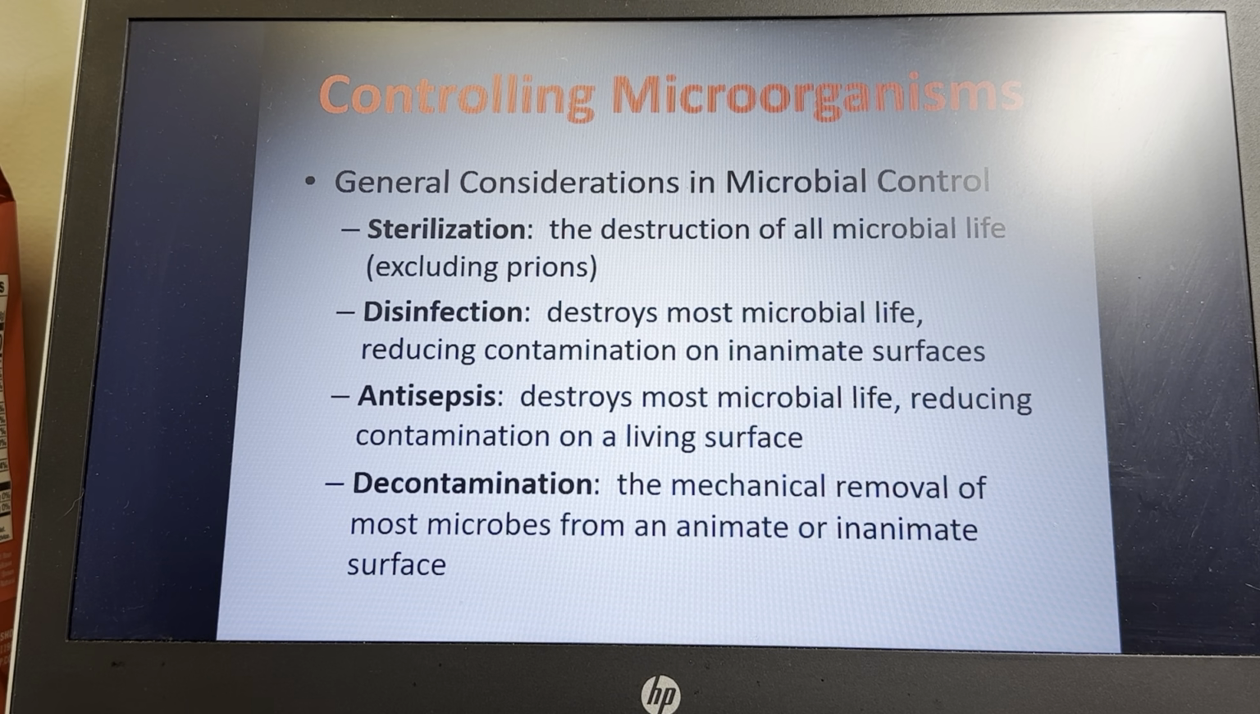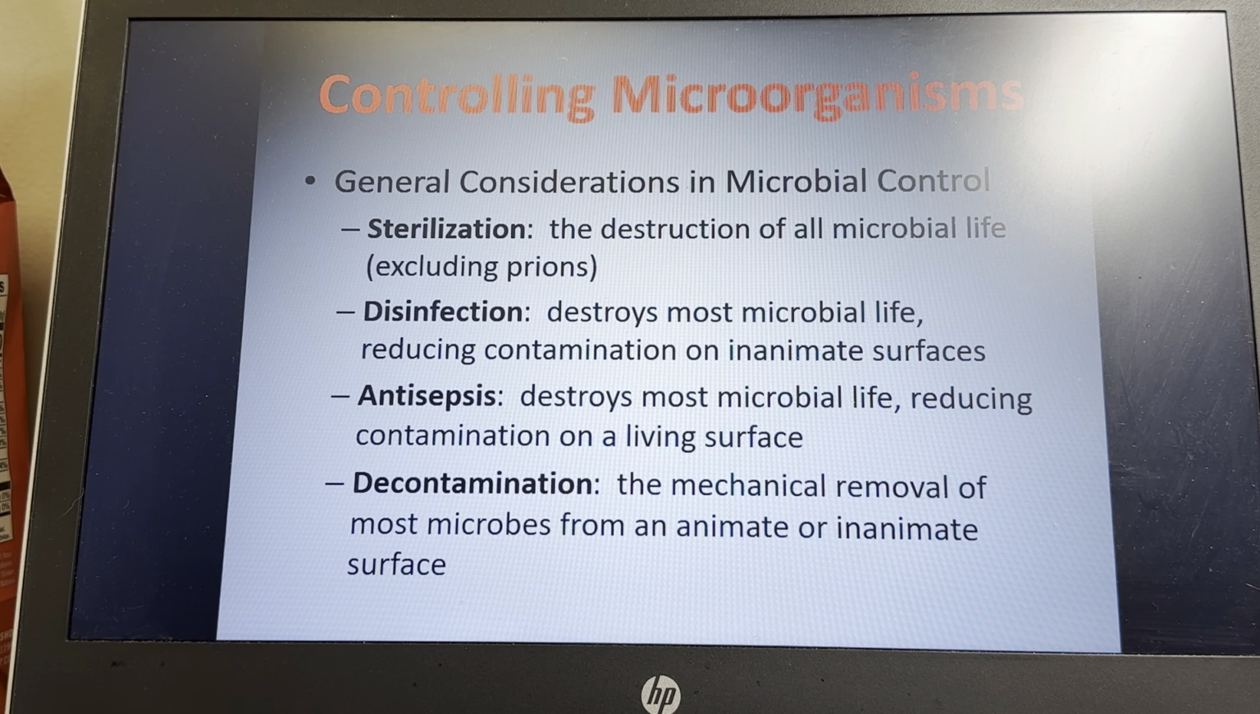The interesting thing, and I mentioned this, is an autoclave can't get rid of prions. And we're going to talk about prions in Chapter 13, but they're just little hunks of protein. They should be denatured, so I don't know why the autoclave can't get rid of them. But basically, sterilization is defined as destroying all microbial life with the exception of prions.